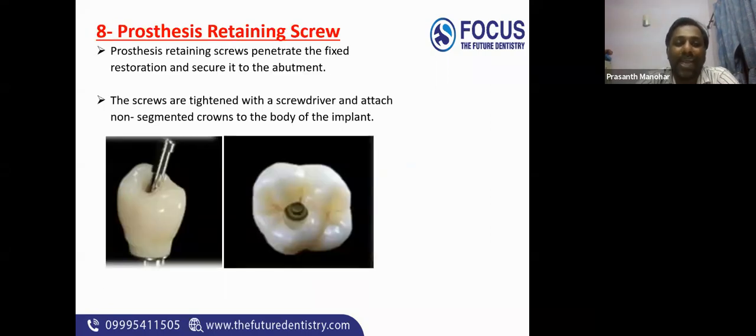Now coming to the prosthesis, it can be screw retained. I already told you it can be screw retained or cement retained. In screw retained, you will have a screw hole within the prosthesis, and through the screw hole you will have to screw the abutment and the prosthesis into the implant. After that, the screw hole is closed with a composite or a restorative material. Can be GIC or a composite.